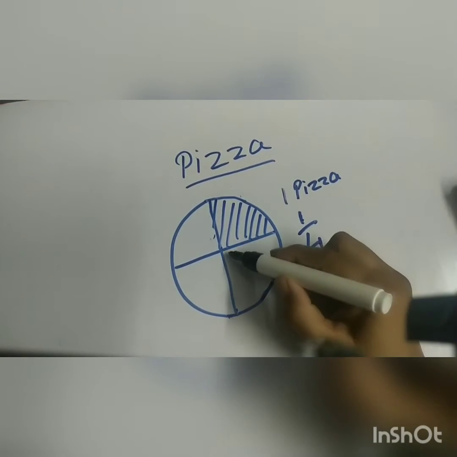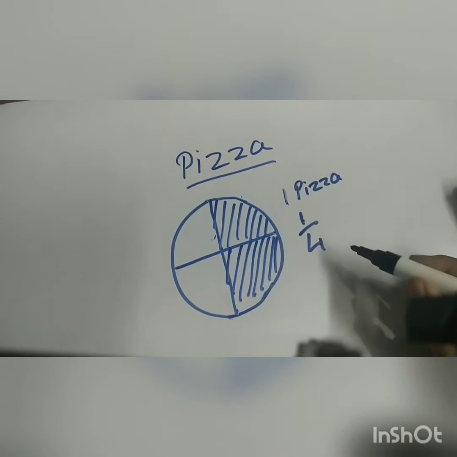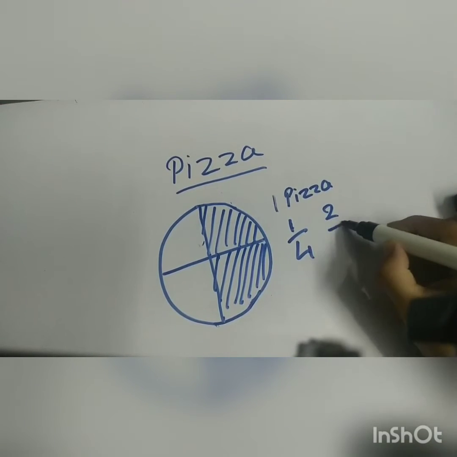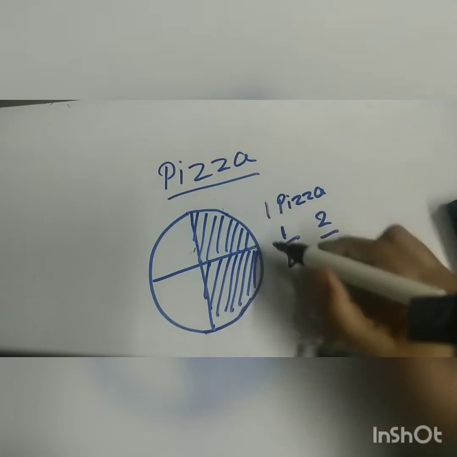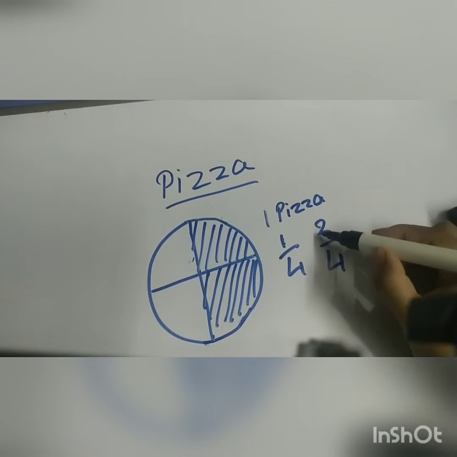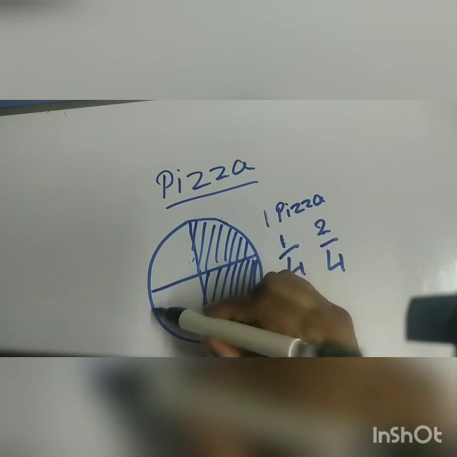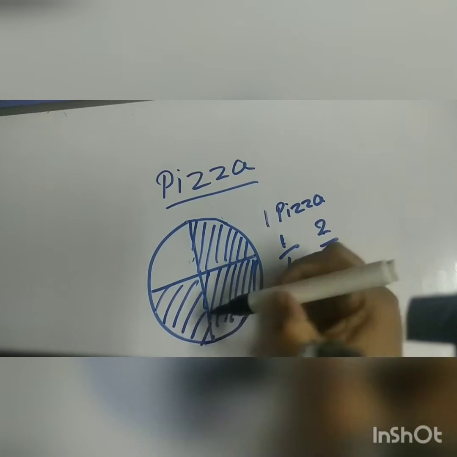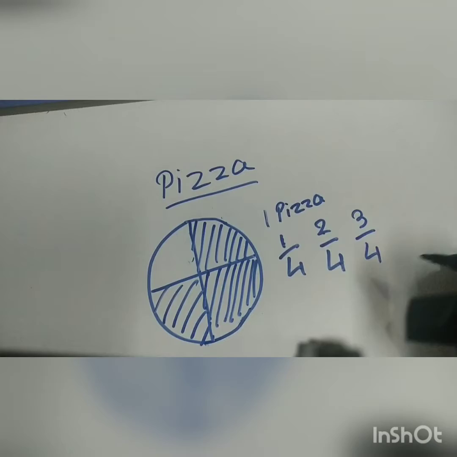Okay, and if the same pizza has 2 parts eaten, how do you represent it? It's 2 out of 4. So 4 will always remain the same because 4 parts are there, and 2 represents the number of parts eaten. If 3 parts are eaten, we will represent it as 3 out of 4.